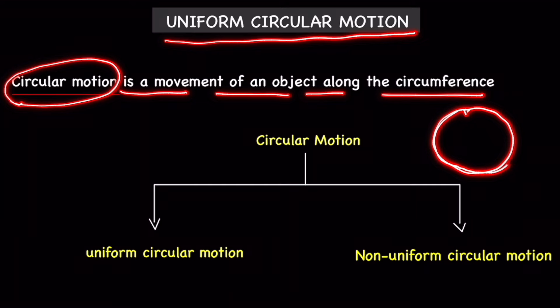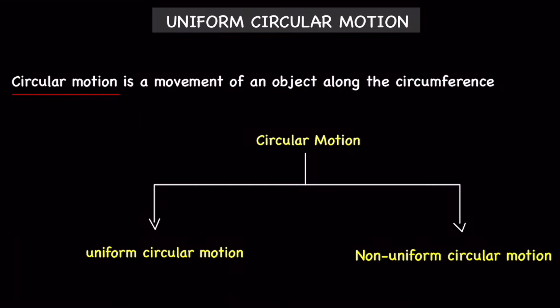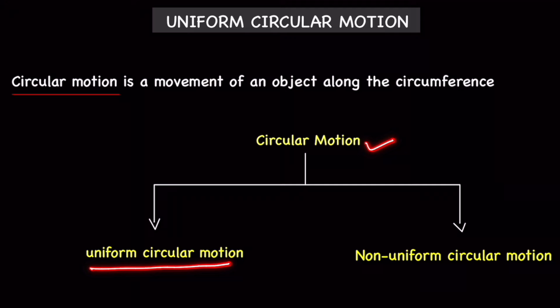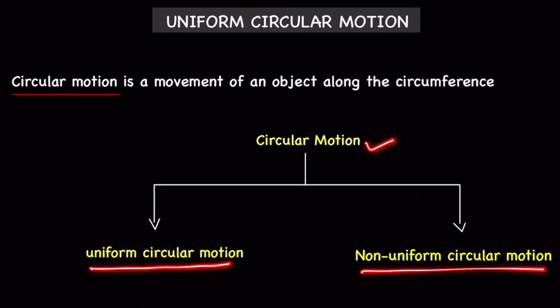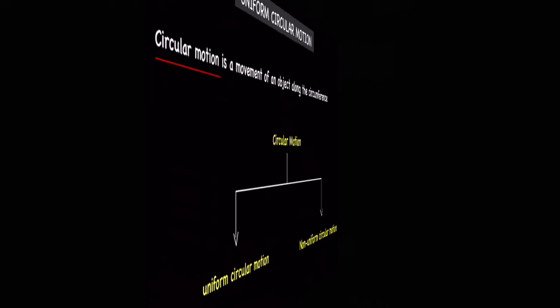So it is a circular path. And when the motion happens in this circular path, it is called circular motion. Circular motions are of two types: uniform circular motion and non-uniform circular motion. First we start with uniform circular motion.